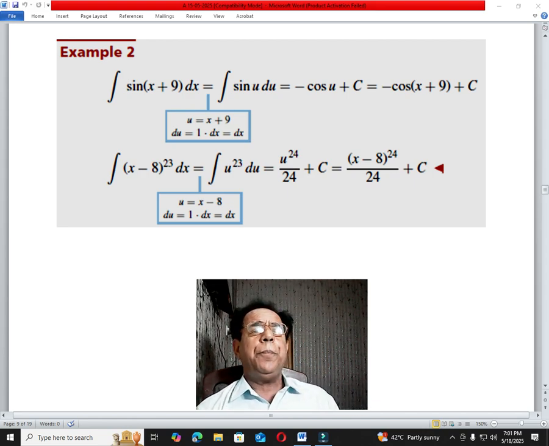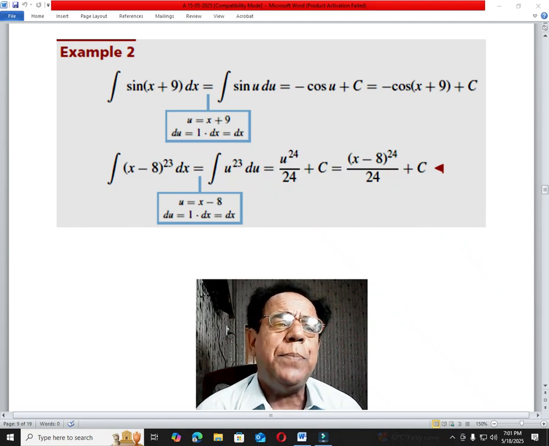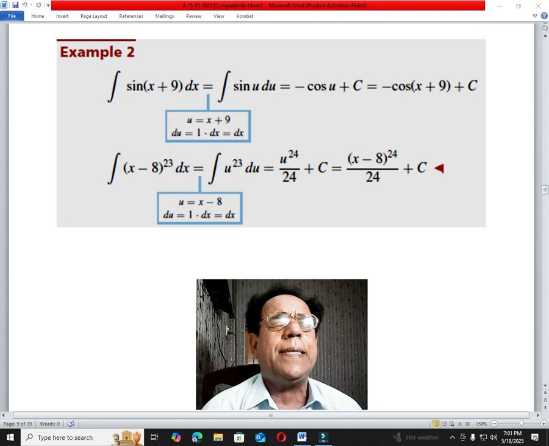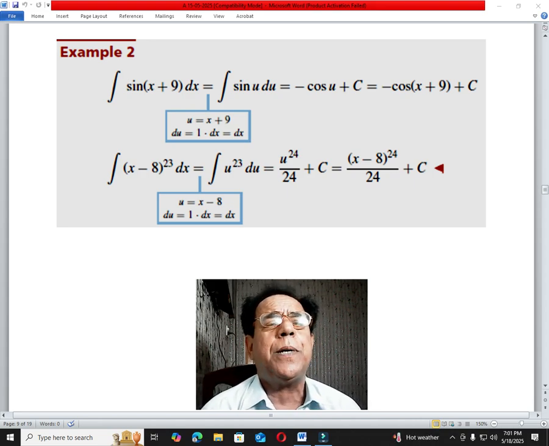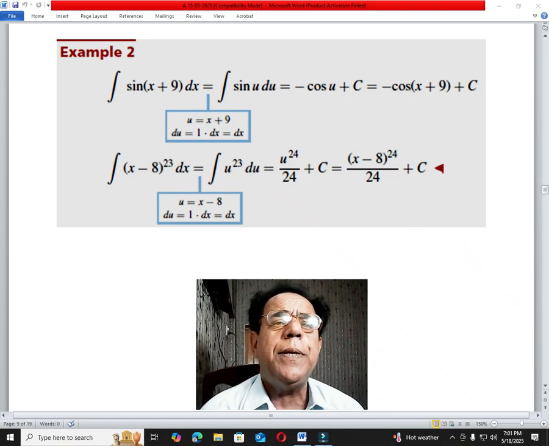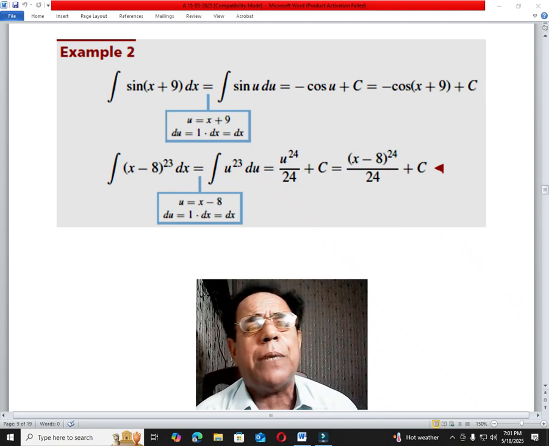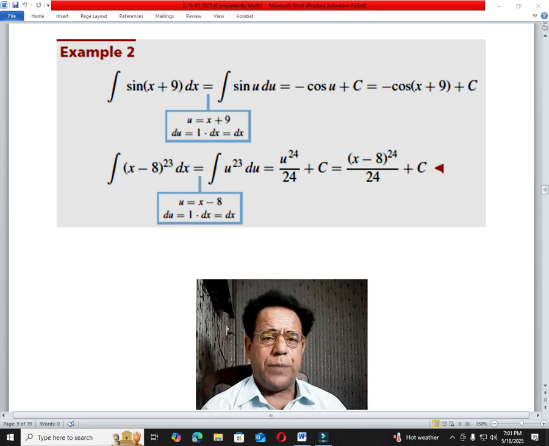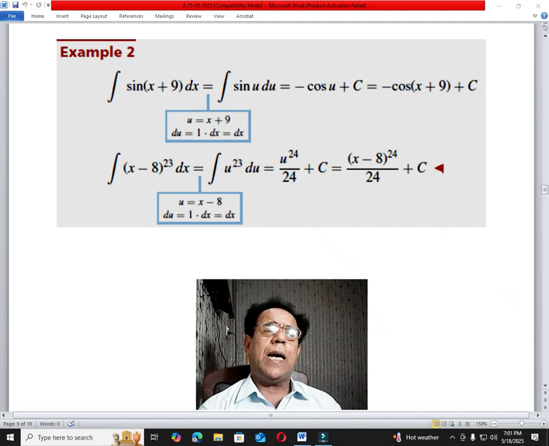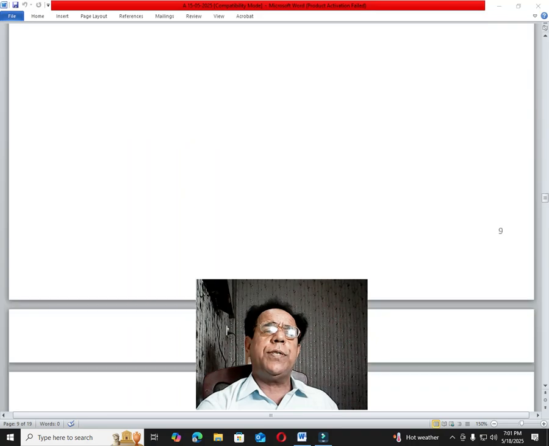In the next example we will substitute x minus 8 by u, and here once again du and dx will be equal, so our statement will be reshaped as integration u raised to power 23 into du. We will solve it as per power rule, that is to say power will be increased by 1, and then that increased power will appear in the denominator, and a constant c will be added. Okay, and now after solving we will again substitute u by its original value.